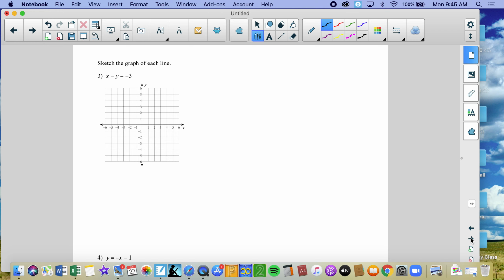Let's look at number 3. Now we're moving on to graphing. Sketch the graph of each line. This is in standard form.